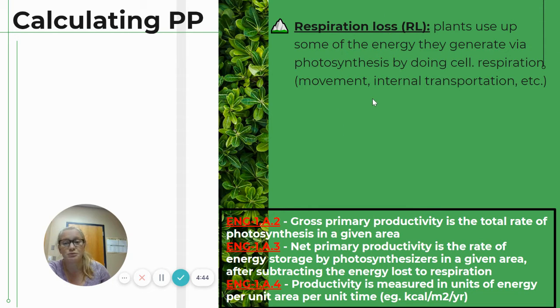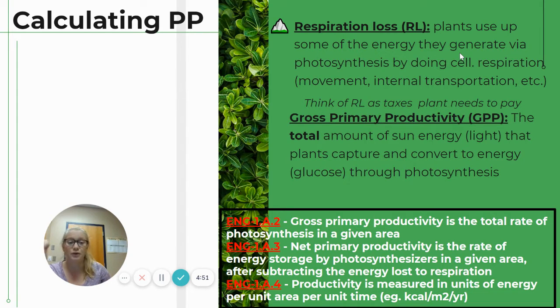So RL is respiration loss. I like to think of RL as the tax that the plant needs to pay. And then gross primary productivity, so GPP, is the total amount of sun energy, so the total amount of light that the plant captures and converts into glucose through photosynthesis. So that is how much sunlight it takes in and how much glucose it produces. This is like the total paycheck.